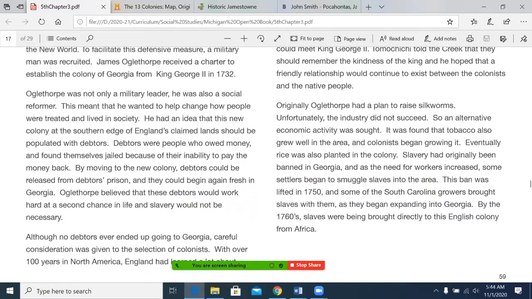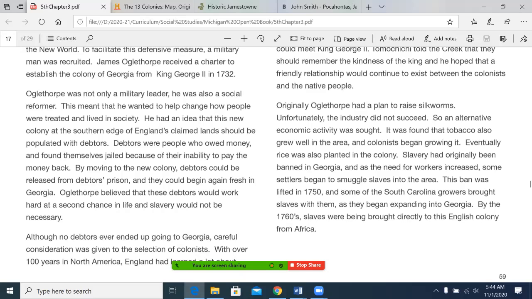Originally, Oglethorpe had a plan to raise silkworms. Unfortunately, the industry did not succeed, so an alternative economic activity was sought. It was found that tobacco also grew well in the area, and colonists began growing it. Eventually, rice was also planted in the colony.